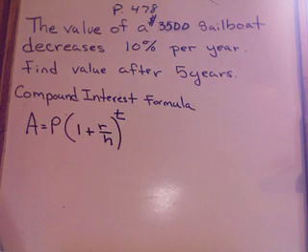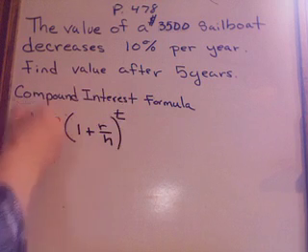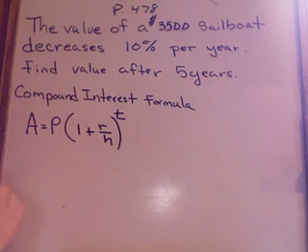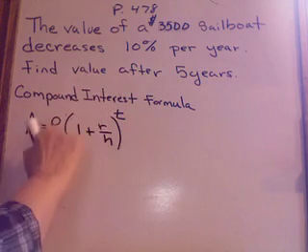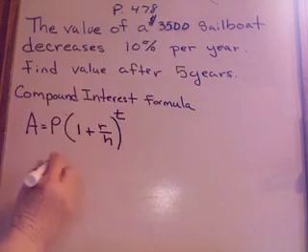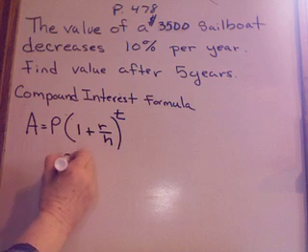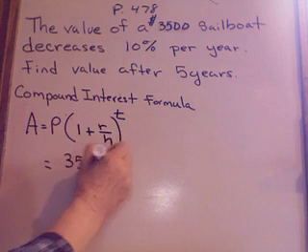Okay, I have a few examples from page 478, some of the word problems. This first one is about the value of a sailboat that decreases 10% per year, and the question wants you to find the value after 5 years or 10 years or something like that. So basically the first thing you want to do is fill in the formula here, and P, that's the amount you're starting with, the principal, so let's put 3,500.